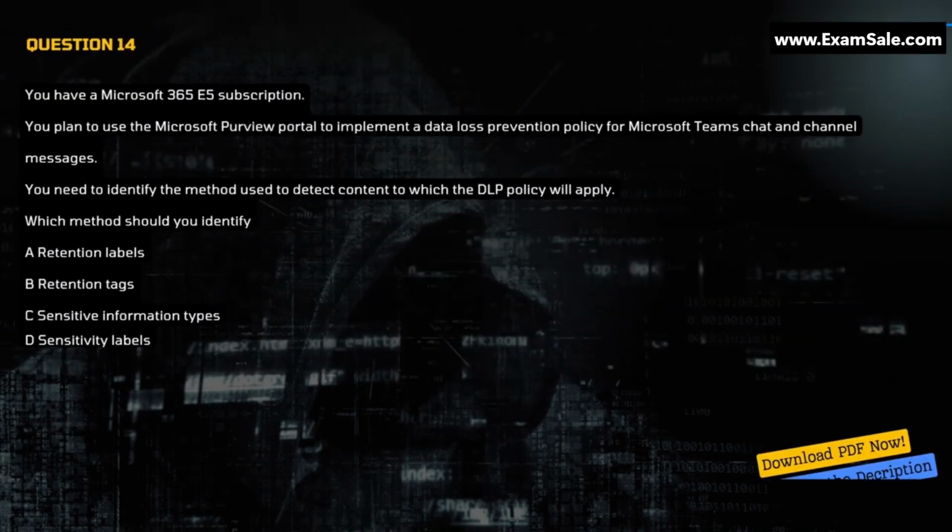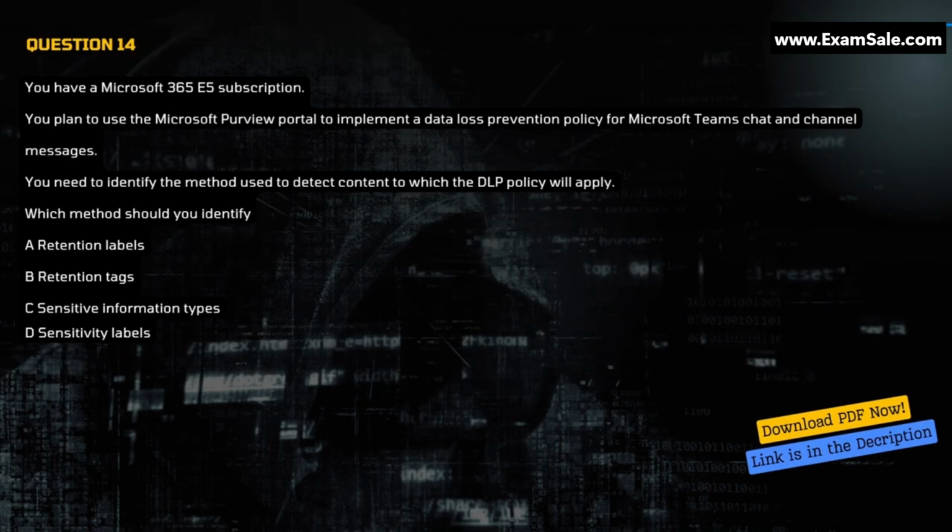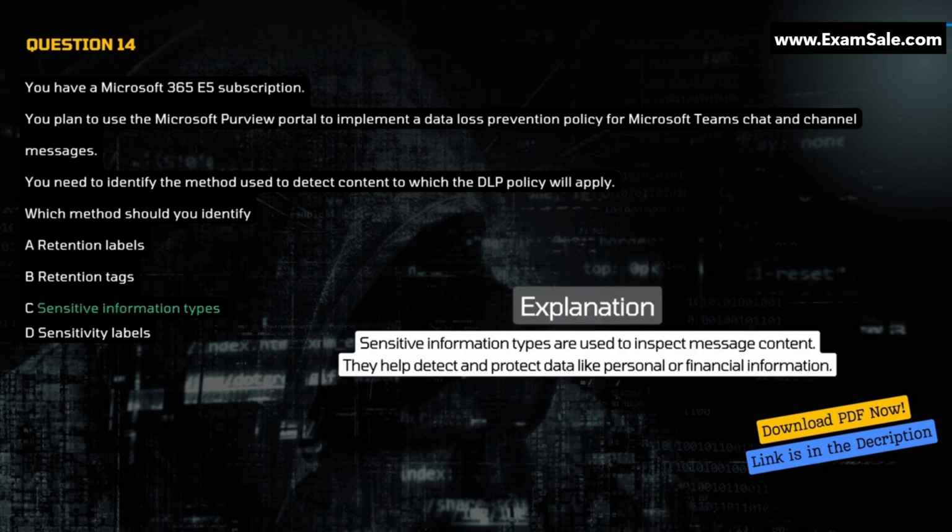Question 14. You have a Microsoft 365 E5 subscription. You plan to use the Microsoft Purview portal to implement a data loss prevention policy for Microsoft Teams chat and channel messages. You need to identify the method used to detect content to which the DLP policy will apply. Which method should you identify? A. Retention labels. B. Retention tags. C. Sensitive information types. D. Sensitivity labels. Correct answer is C. Explanation.